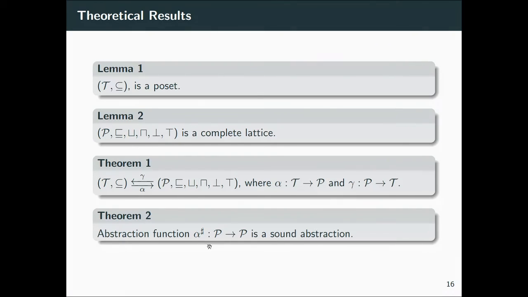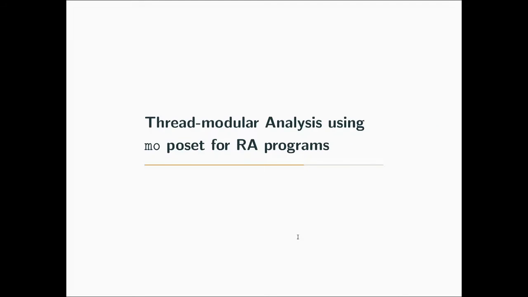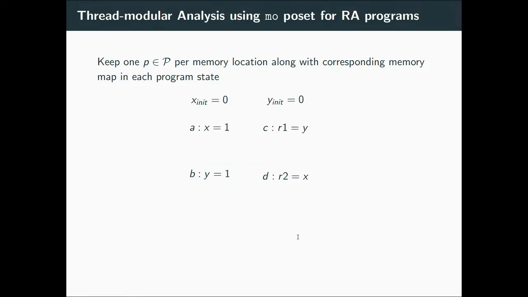Theorem 2 states that alpha sharp abstraction of forgetting older store operation is indeed a sound abstraction. We have excluded the proof of these results from our presentation in the interest of time. With the understanding of our proposed abstract domain, we now see how we use this domain in our analysis.